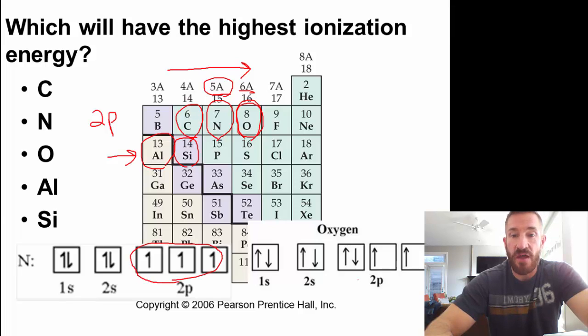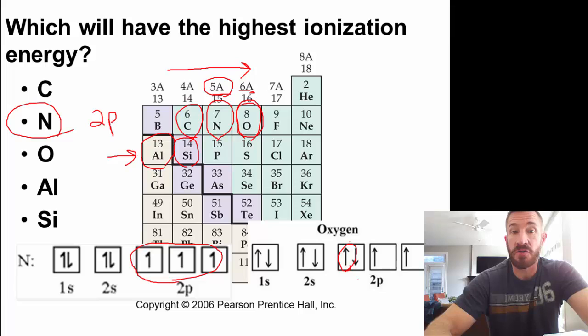But in oxygen, that one electron that would be removed is from a paired orbital. And for that reason, oxygen is easier to remove and has a lower ionization energy, because it's easier to remove this one doubly paired electron than it is a singly paired electron from nitrogen. And for that reason, nitrogen would have the highest ionization energy for two reasons.